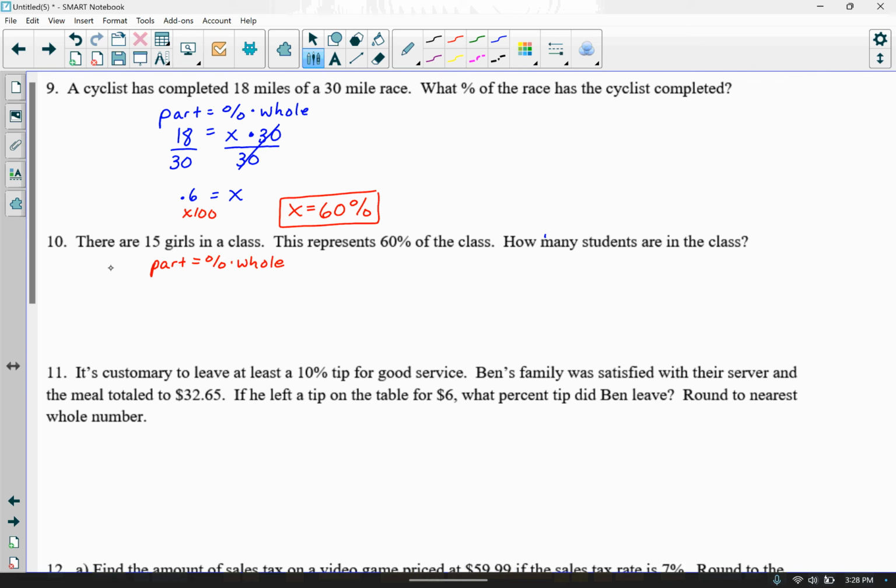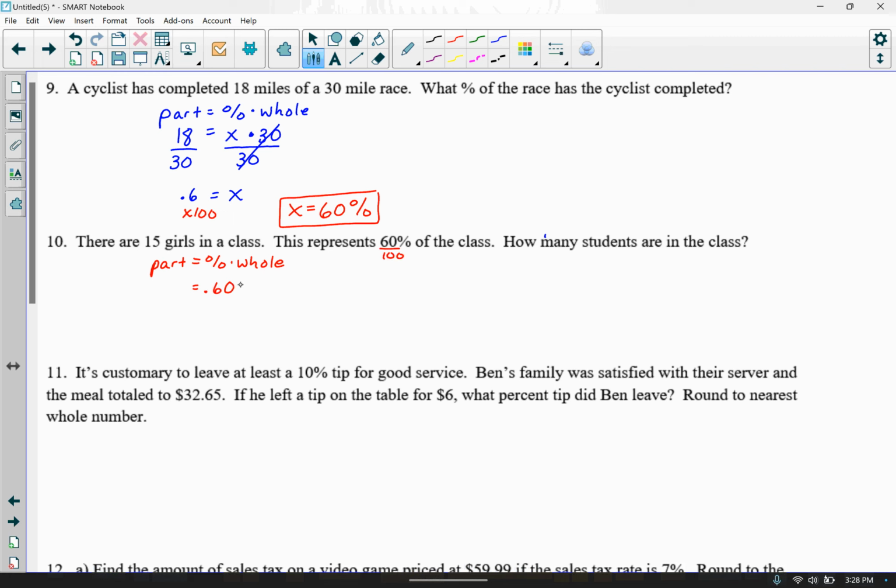It says that there are 15 girls in a class. This represents 60% of the class. I want to know how many students are in the class. All right, so I'm going to come down here below then. I know that 60% has to go in the percent spot. I got to put it in as a decimal, so I'm going to divide it by 100. That's going to put me at 0.6 or 0.60.